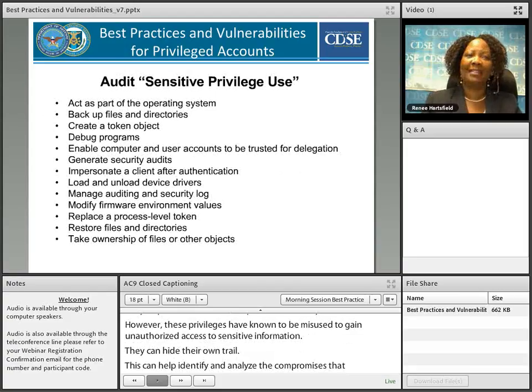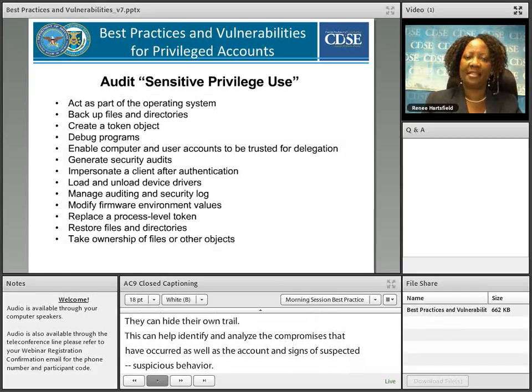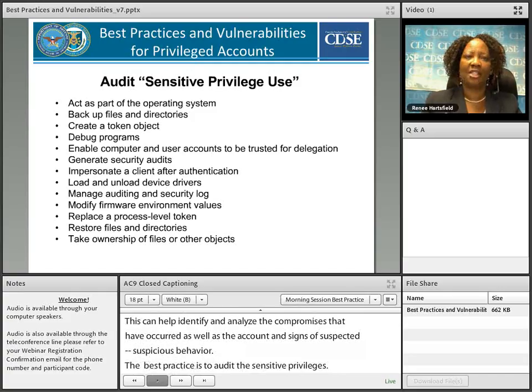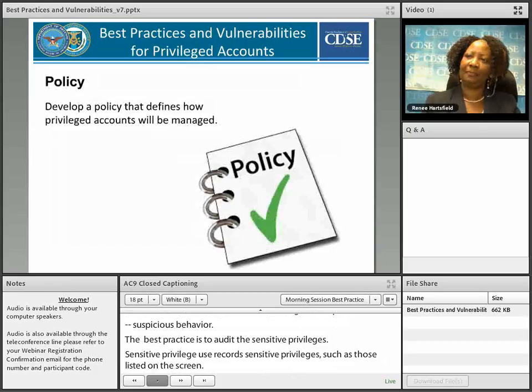A best practice is to audit sensitive privilege use. It records events related to use of sensitive privileges, such as those that are listed on the screen. And again, success audit records successful attempts, and failure audits records unsuccessful attempts.